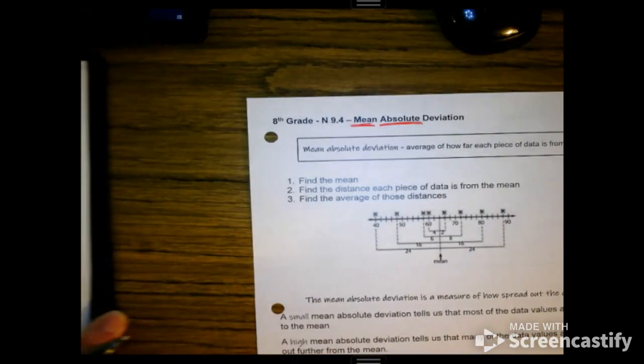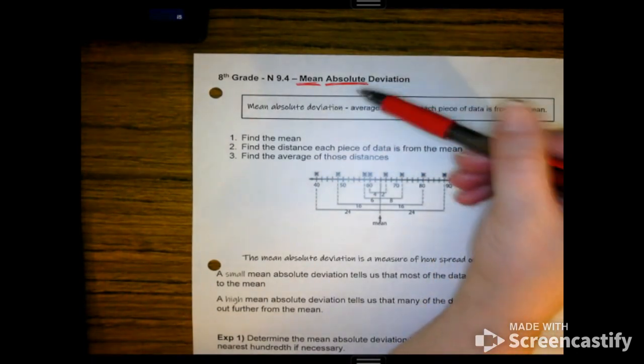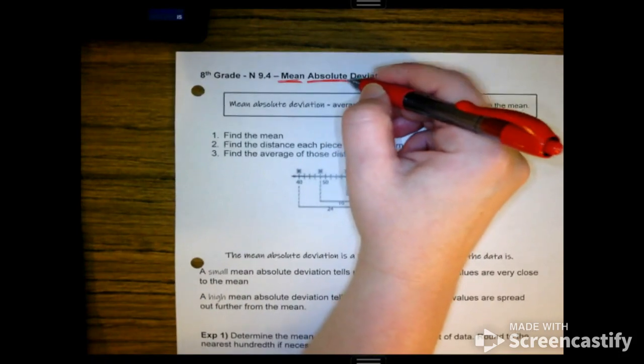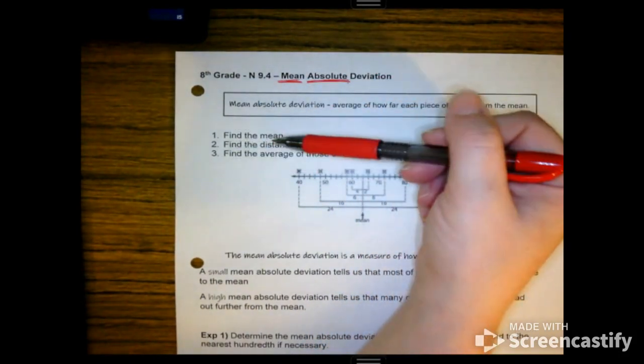Not quite. How far the value is from what? Well, that's what this is going to be. How far the data is from the middle. So if I had just absolute value, it asked you the absolute value of a number. That means how far the number is from 0.